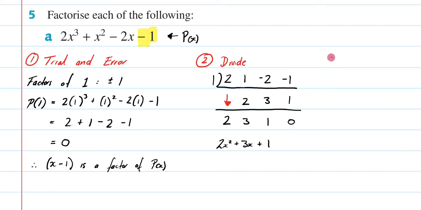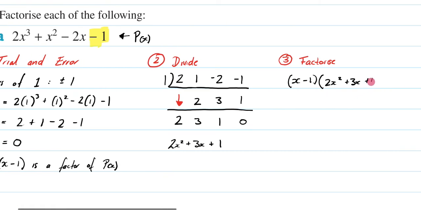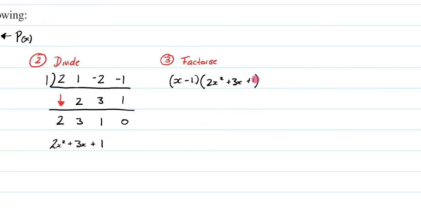Let's now continue. We come to our third step right here, which is going to be factorizing. So if we were to represent what we have so far, we have x minus 1, and we have this right here: 2x squared plus 3x plus 1. Now, I need to factorize this right here. I'm always going to have this x minus 1 out the front here, but I need to factorize this.